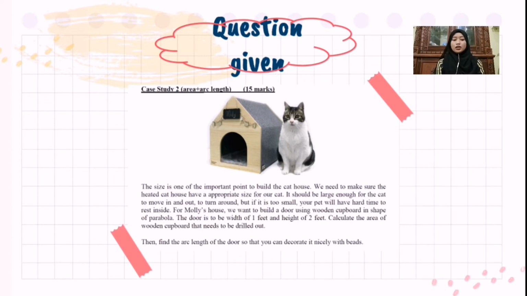For Molly's house, we want to build a door using a wooden cupboard in the shape of a parabola. The door is to be a width of 1 feet and a height of 2 feet. Calculate the area of wooden cupboard that needs to be drilled out. Then, find the arc length of the door so that you can decorate it nicely with beads.